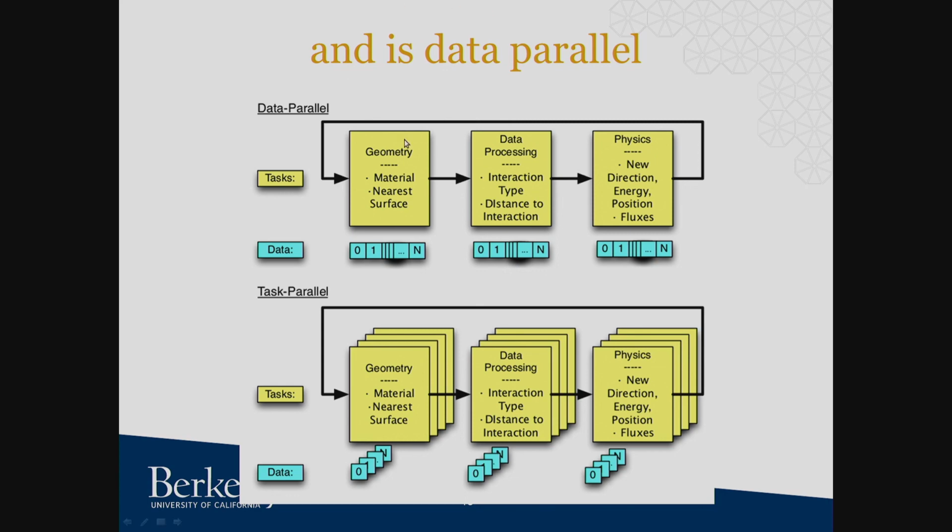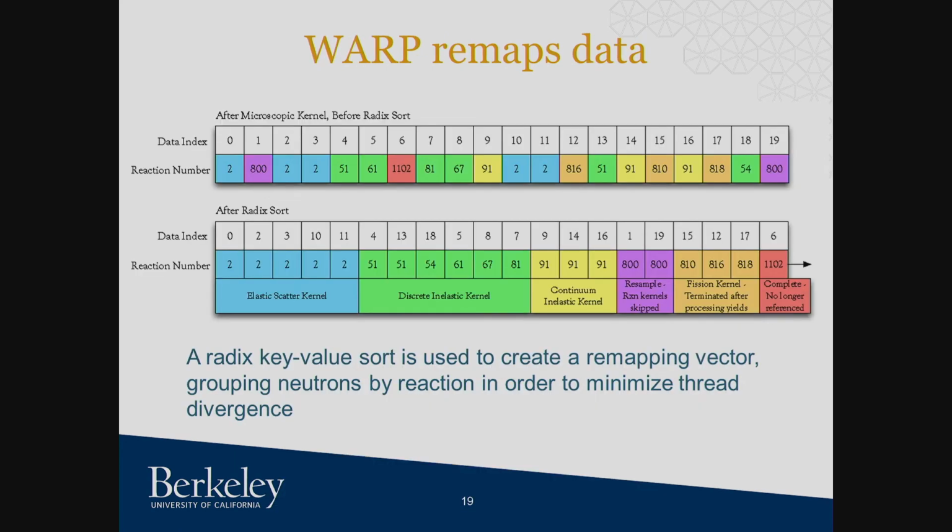So we use data parallelism instead of task parallelism. In the historical way, where we're doing history-based, you parallelize what tasks are happening, and you don't worry about what data they need. They'll find the data. With GPUs, we parallelize what data they need, and we bin them together by what tasks they're doing associated with that data. This is written in CUDA-C, and we use a lot of NVIDIA libraries because they work well. We do a radix sort to map where the data is.